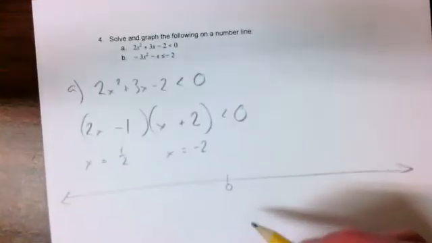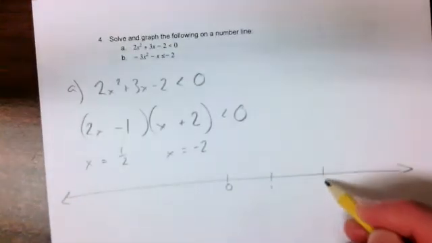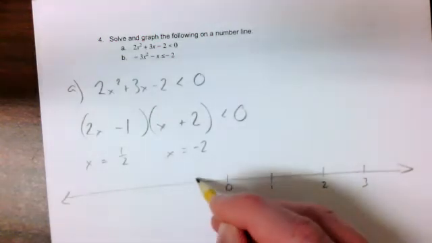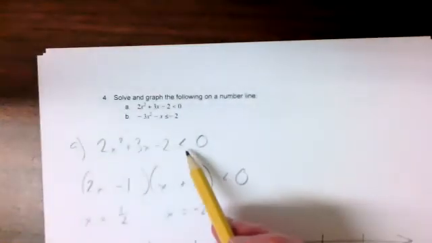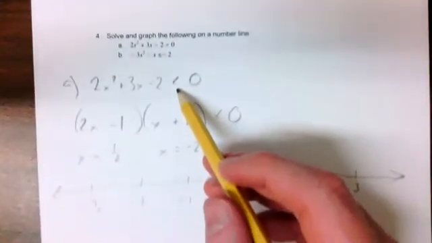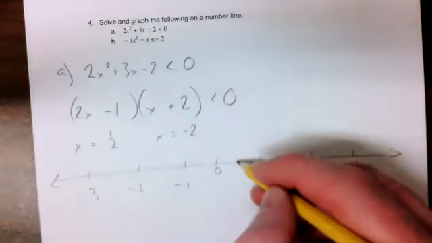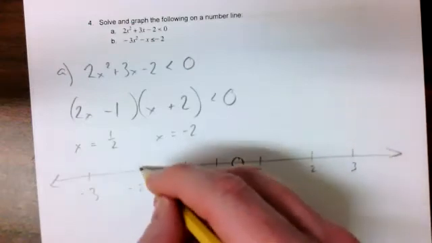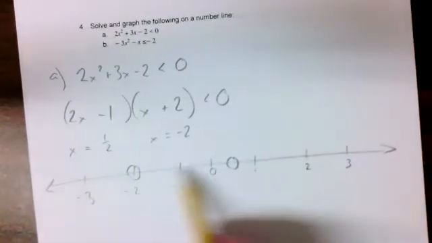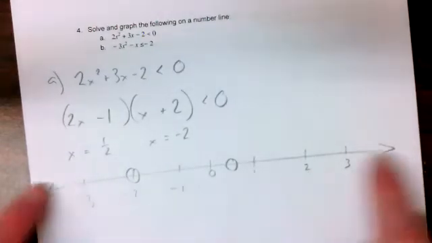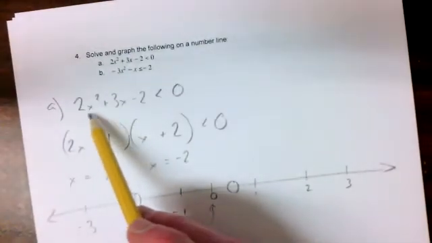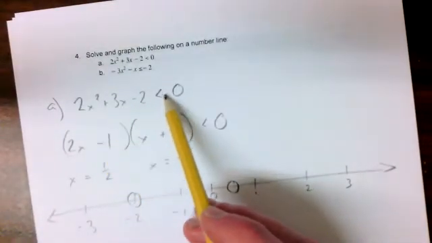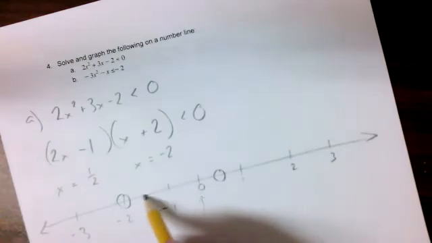Number line does not need to be so massive. 1, 2, 3, -1, -2, -3. It's a less than, it's not an equal to, so the circles are hollow at a half and a -2. So we have to decide, is it shaded in between or on the outside? Test point of 0 sure makes it easy. If x is 0, 0 plus 0 minus 2, -2 is less than 0. It works.